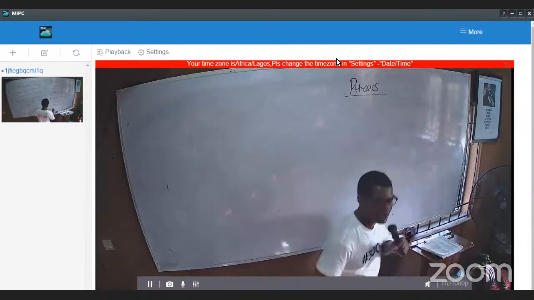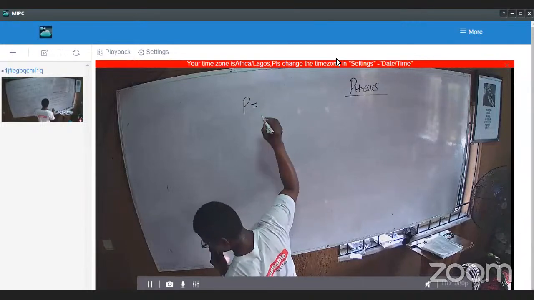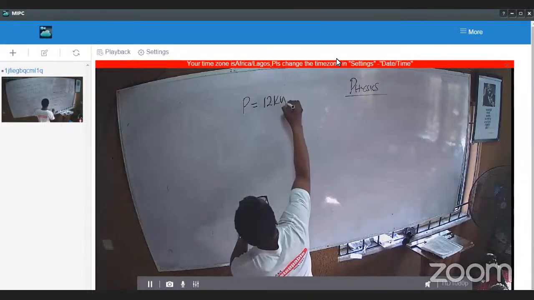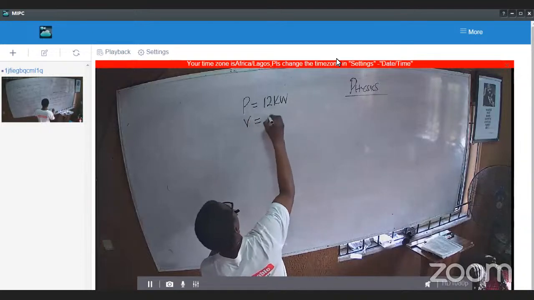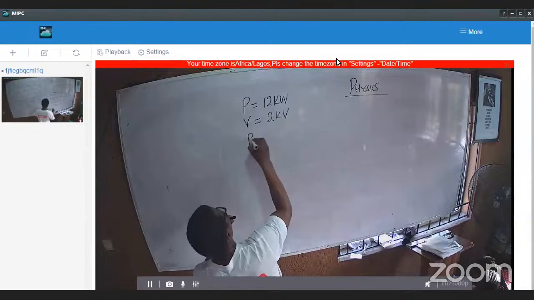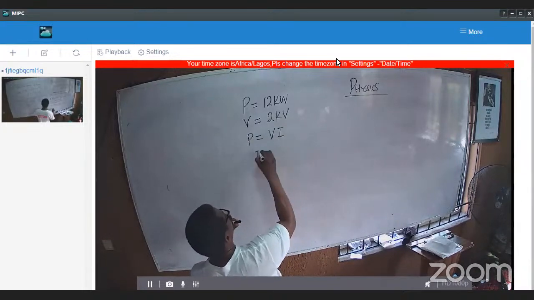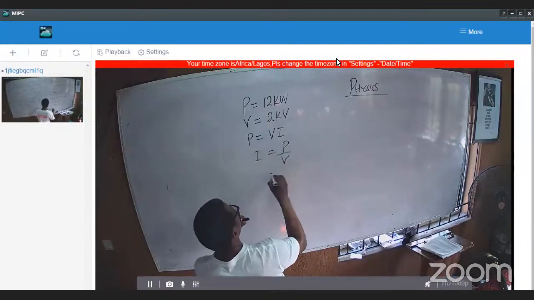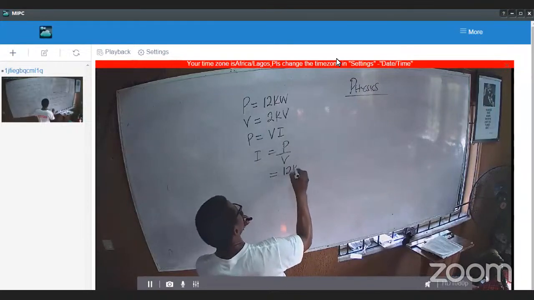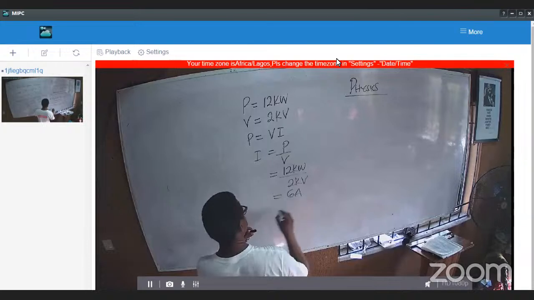They give us power initially. What was the power they gave? 12 kilowatts. How much voltage? 2 kilovolts. From here you can find current. Power is VI, so I is P over V. P is 12 kilowatts, voltage is 2 kilovolts. 12 over 2 is 6 amperes.